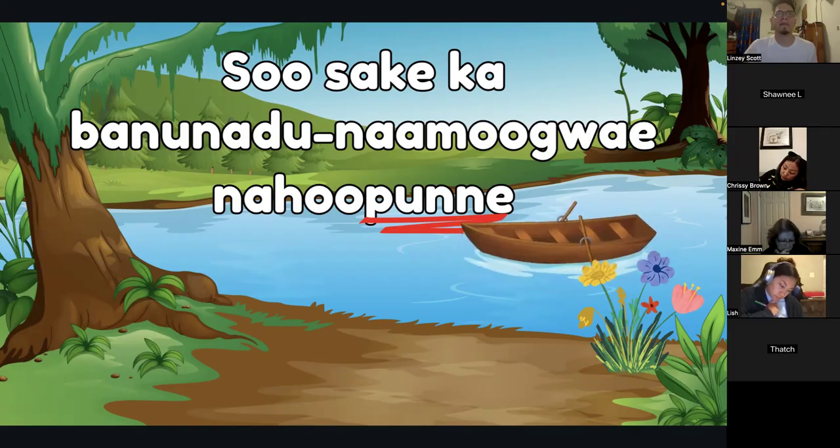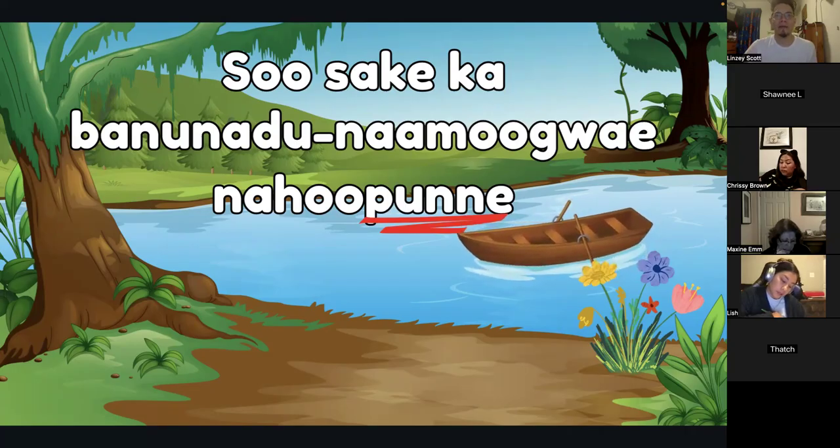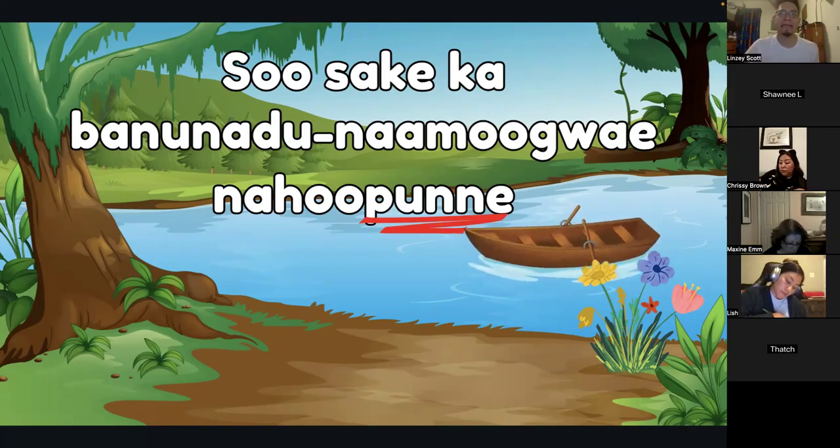Susaki kavanina dinamugwe nahupani. The boat is floating in the middle of the lake. It's in a state of floating in the middle of the lake.